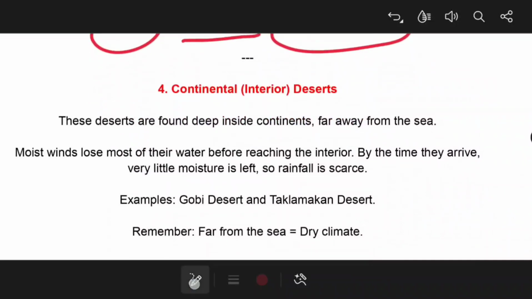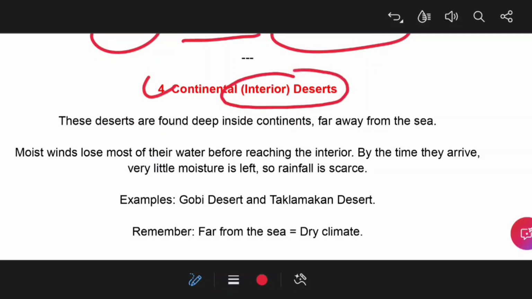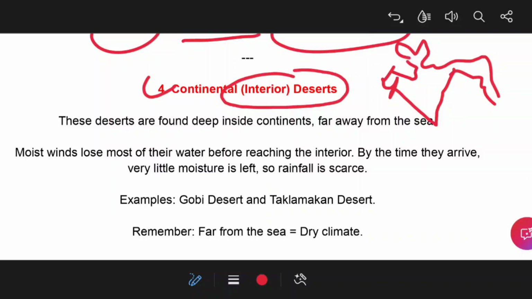Now fourth is continental desert. Simple meaning is that it is talking about the interior of any parts, right? Now we will discuss it with the example of India. Okay, let us draw the map of India. So this is the map of India.